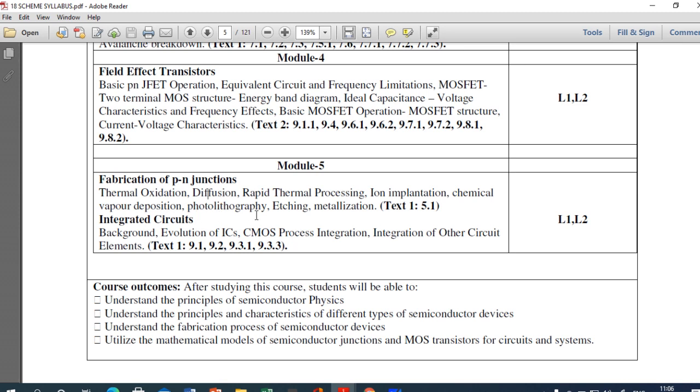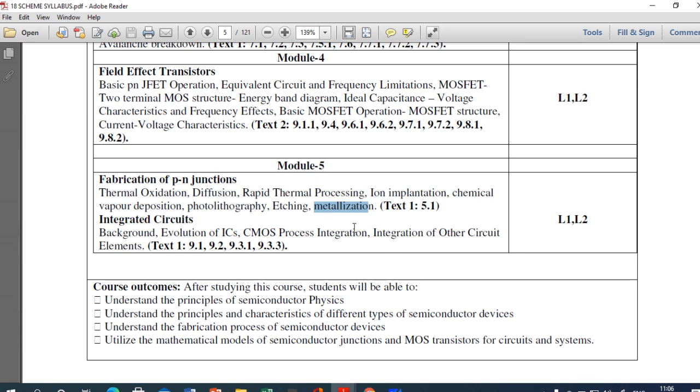Next is photolithography. Here we are using UV rays so that we can dope a particular impurity to a particular place. Etching is nothing but removing the unwanted chemical or material present in the wafer or the substrate. Metallization is used to provide the external connections to the fabricated device.